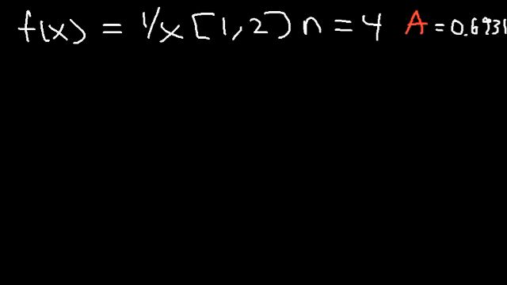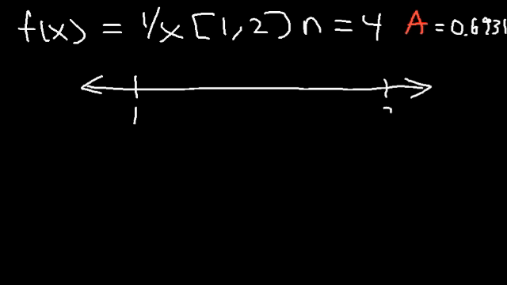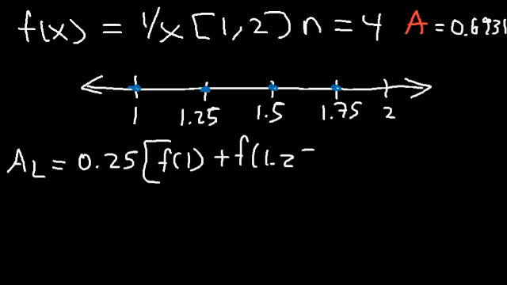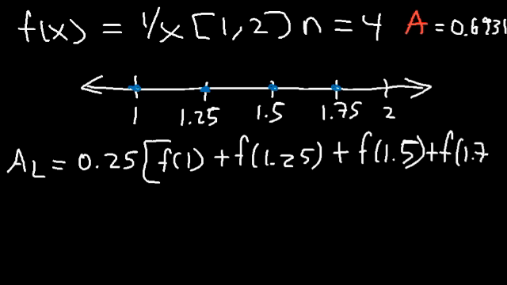Now let's draw a number line, from 1 to 2, and let's break it into 4 intervals, or 5 points. So it's going to be 1.25, 1.5, and 1.75. For the left endpoint rule, we're going to use the 4 points on the left. So the area is going to be delta x, which is 0.25, times f of 1 plus f of 1.25 plus f of 1.5 plus f of 1.75.